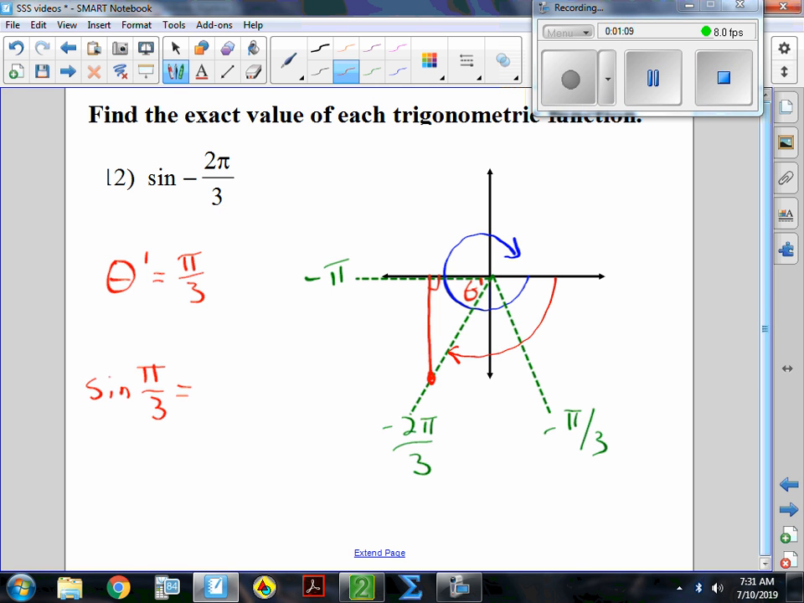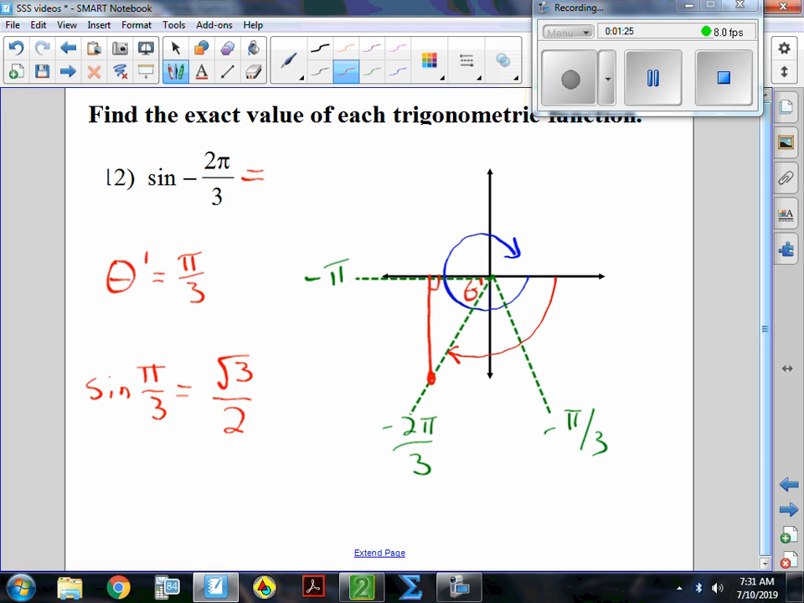Pi over 3 is a 60-degree angle. So when I think about the 30, 60, 90 triangle, I know that the 60-degree angle is across from the root 3. This is going to equal square root of 3 over 2.